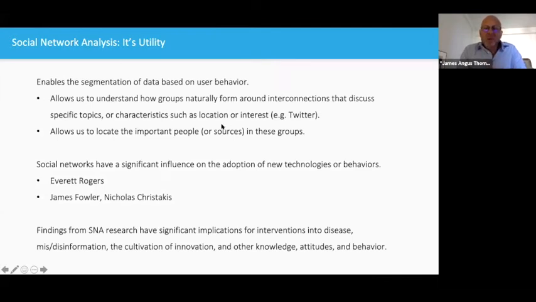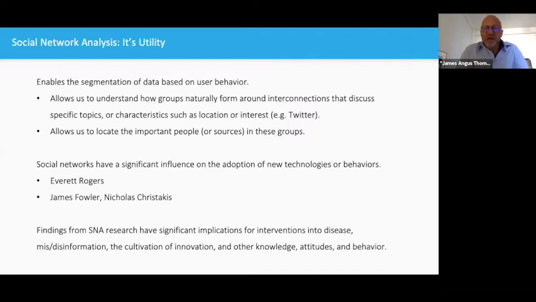So what does this allow us to do? It allows us to understand those relationships between people and to start to organize our data based on user behavior. So to understand how groups naturally form around interconnections that arise out of discussions of specific topics or specific characteristics such as common location or common interest. And it also allows us, and this is really important, to locate the important central people or sources or accounts within these groups who are having more influence.